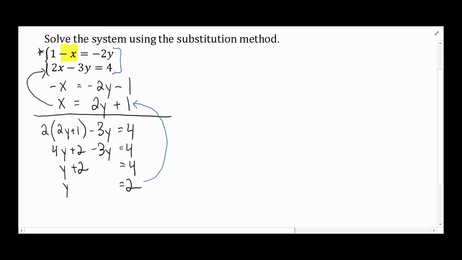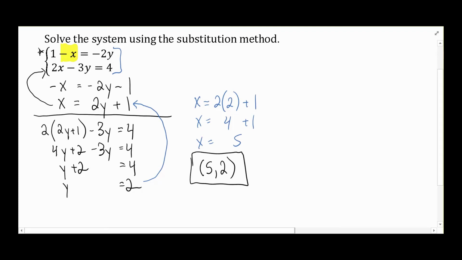You could plug it into either of the two original equations as well, but this is actually the beauty of the substitution method. We found what y is, and our goal is now to solve what x is, and we already have an equation that's x equals. So that kind of makes it easy. So we have x equals 2 times, instead of y, we're going to use the value of y. So we have x equals 4 plus 1, or x equals 5. So this means that our solution has an x value of 5 and a y value of 2.